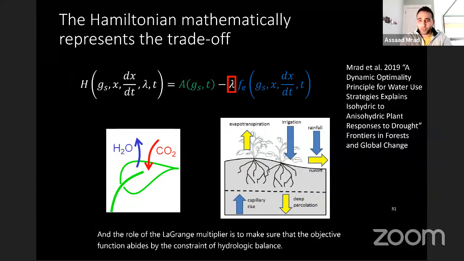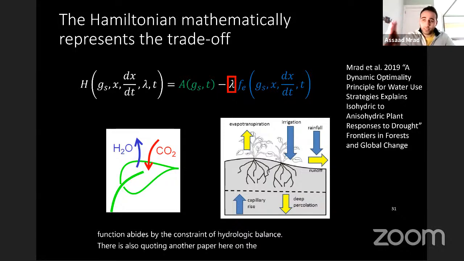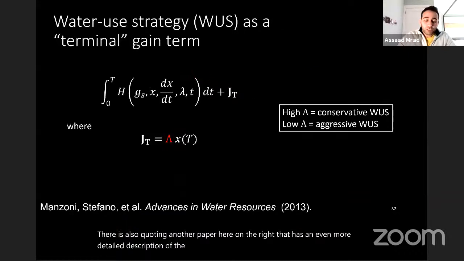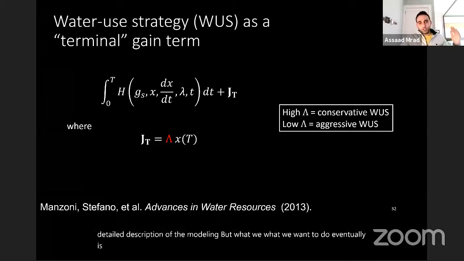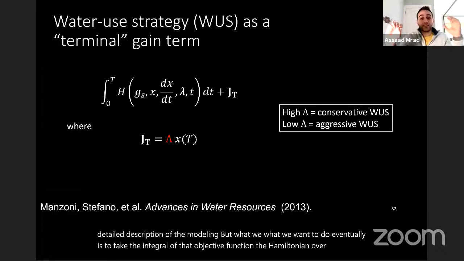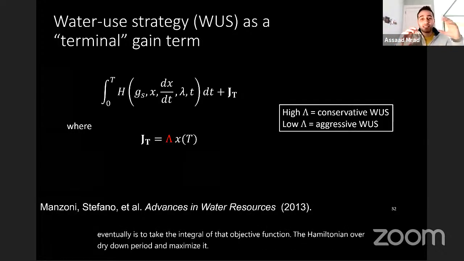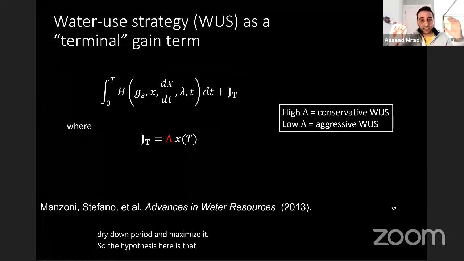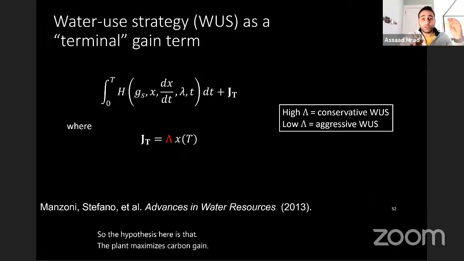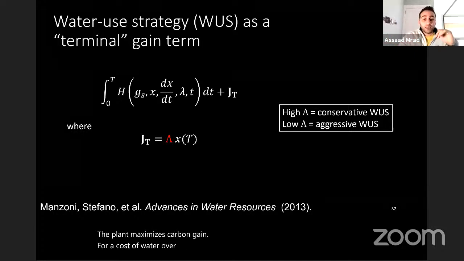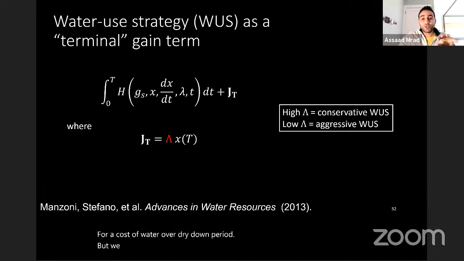I'm also quoting another paper here on the right that has an even more detailed description of the modeling. But what we want to do eventually is to take the integral of that objective function, the Hamiltonian, over a dry down period and maximize it. So the hypothesis here is that the plant maximizes carbon gain for a cost of water over a dry down period. But we can't only include the Hamiltonian because there needs to be a terminal gain term.